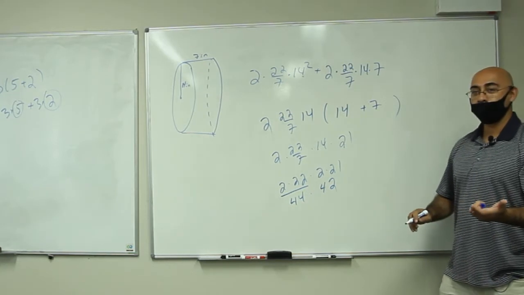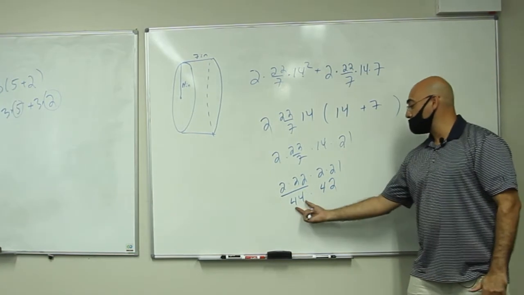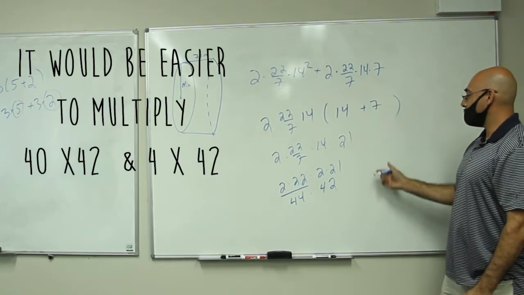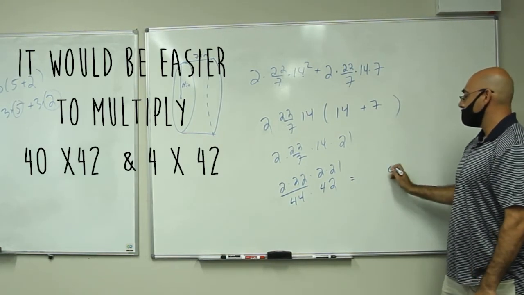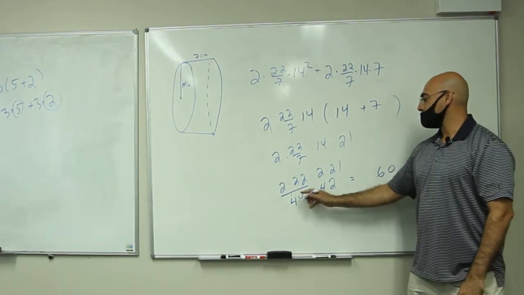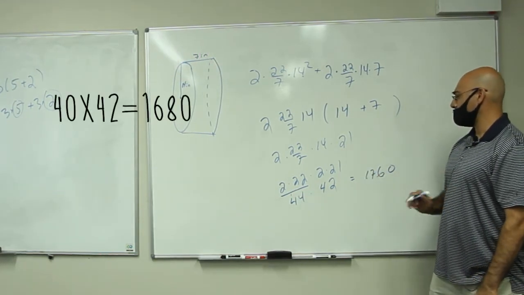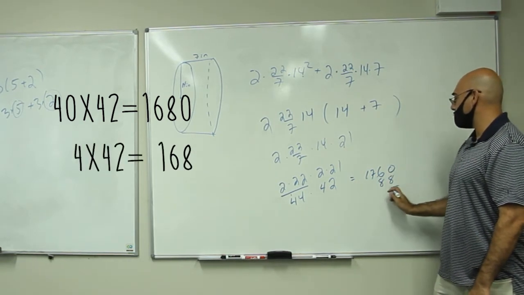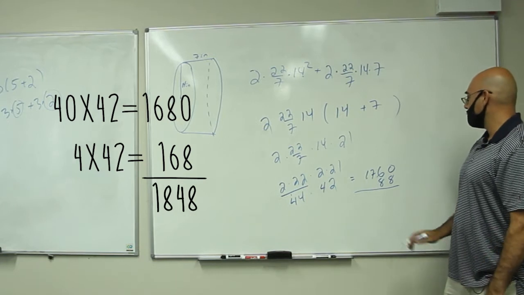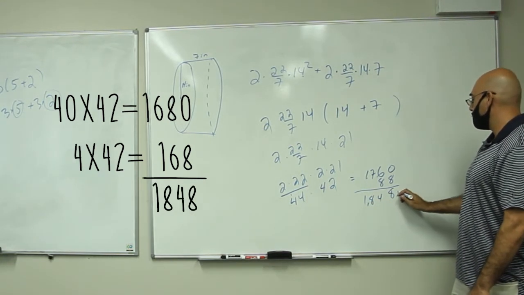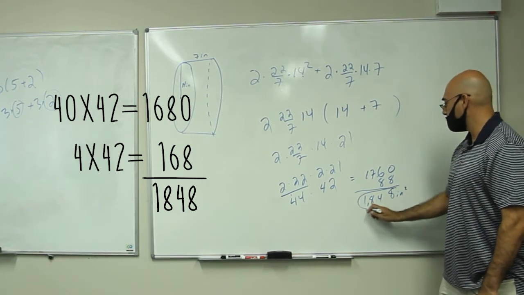Well, let's use the distributive property. What's 44 times 4? And then add a 0 to that. Well, what's 4 times 4? Good, 16. 16 plus 1 is 17. What's 2 times 44? Very good, 88. When you add all that together, 1,848 square inches.